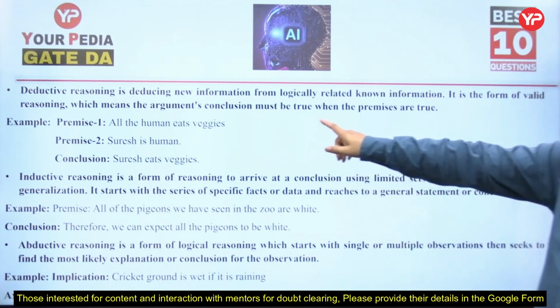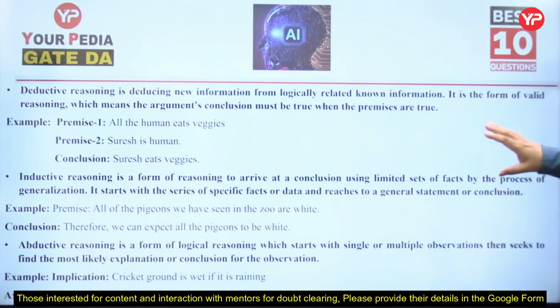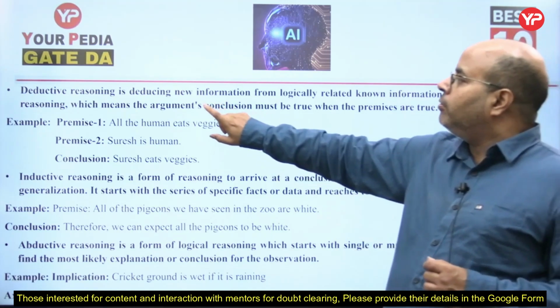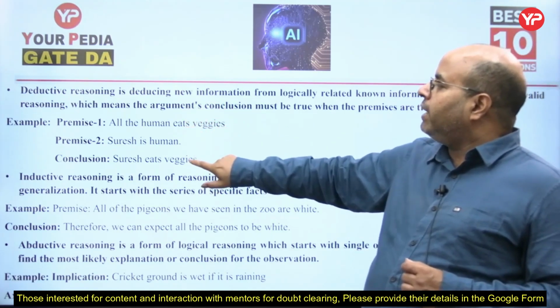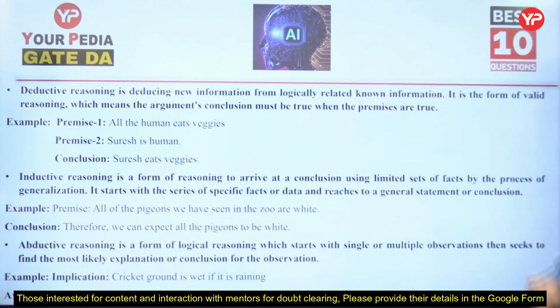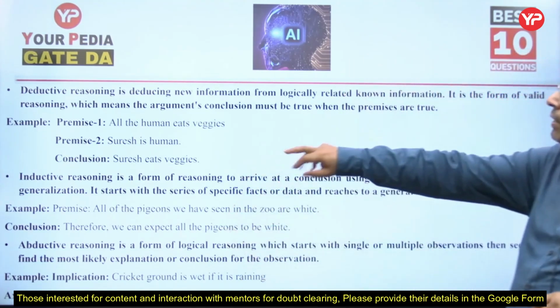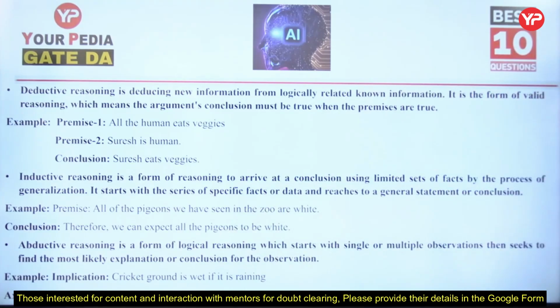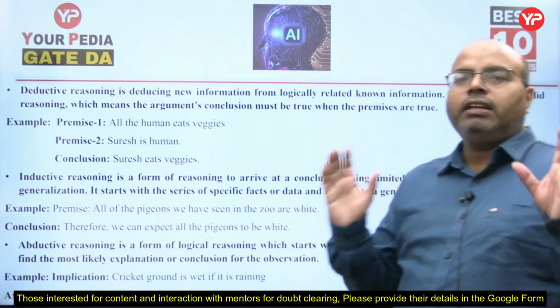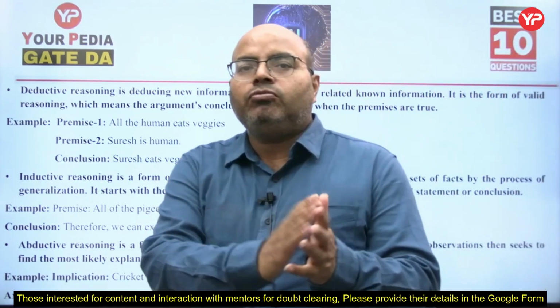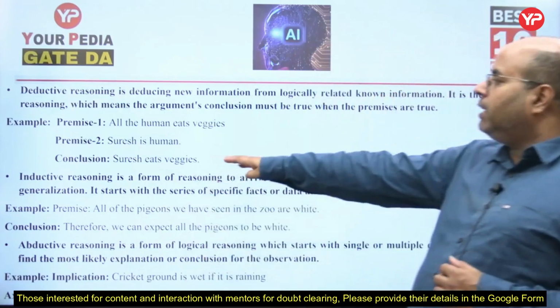Like you see, all humans eat veggies, Suresh is human, so Suresh eats veggies. So on the basis of two statements, we are deriving the third statement. On the basis of two statements, we are getting new knowledge, that is deductive reasoning. Okay. Then there is inductive reasoning. We have got only one premise, only one thing we have observed, and on that basis we are generalizing to other things, that's inductive reasoning.